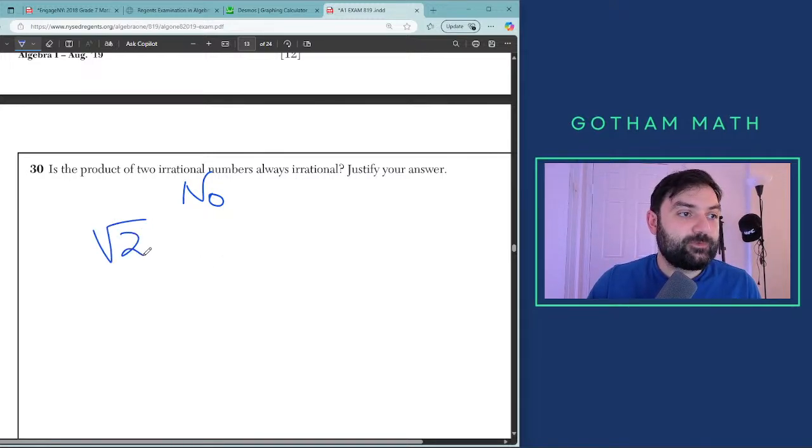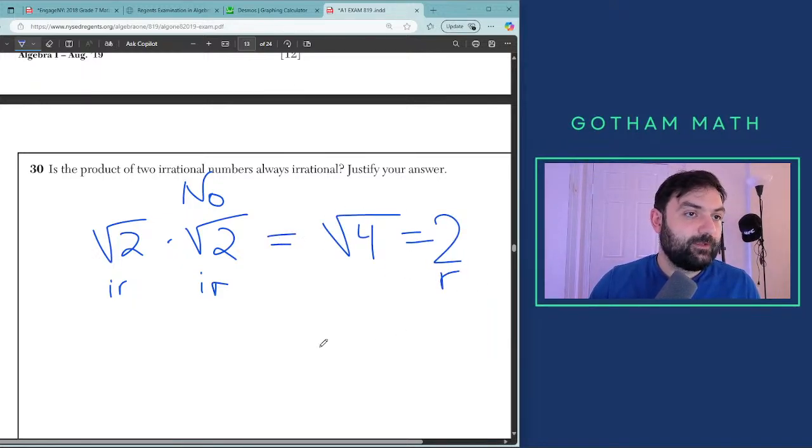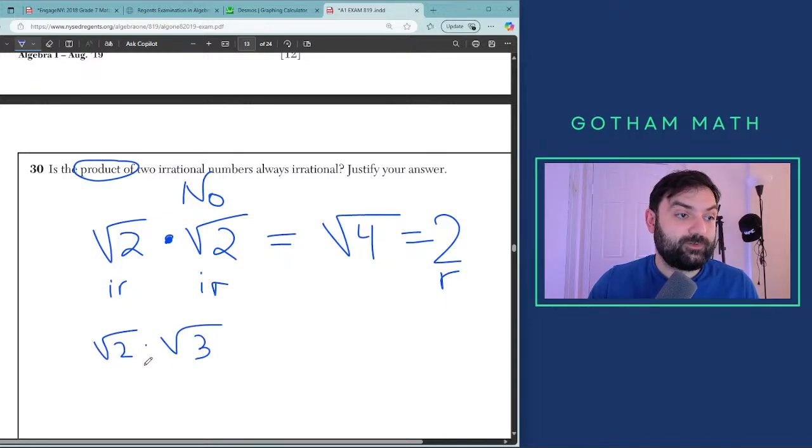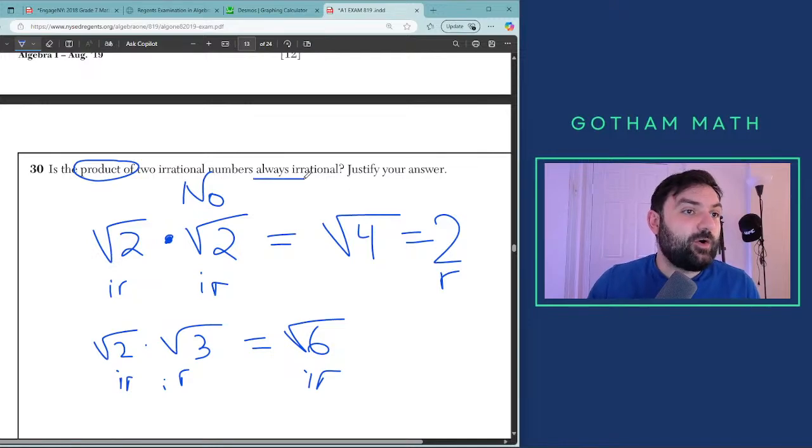If we have square root of 2 times square root of 2, both of them are irrational, right? But they're going to end up giving us square root of 4, which is 2, which is rational. So the product of two irrationals, meaning multiplication, can be rational. But it can also be irrational. Just like if you multiply square root of 2 times square root of 3, which will be square root of 6, which is irrational. Irrational times irrational, irrational. So that's why they say always, right? Is it always? No, it's not always.